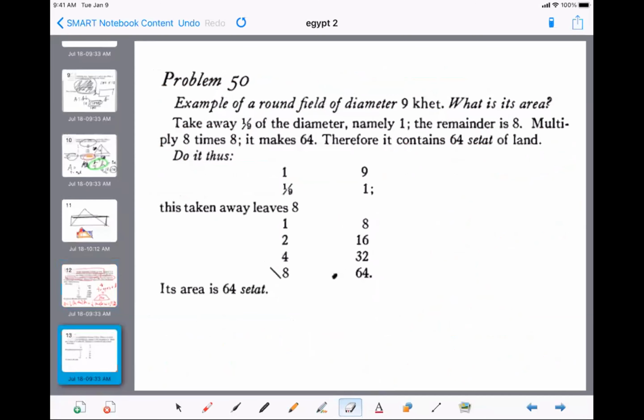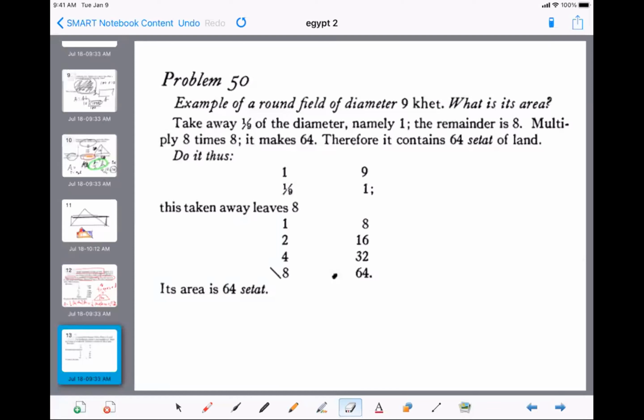Okay, now here is one of the most interesting questions in the entire Rhind Papyrus. So let's take a look at what's going on here. What am I doing time-wise? Yeah, so we're going to take a break at 11. This one's really, really important. Area of a circle. Example, a round field of diameter 9. What is its area?